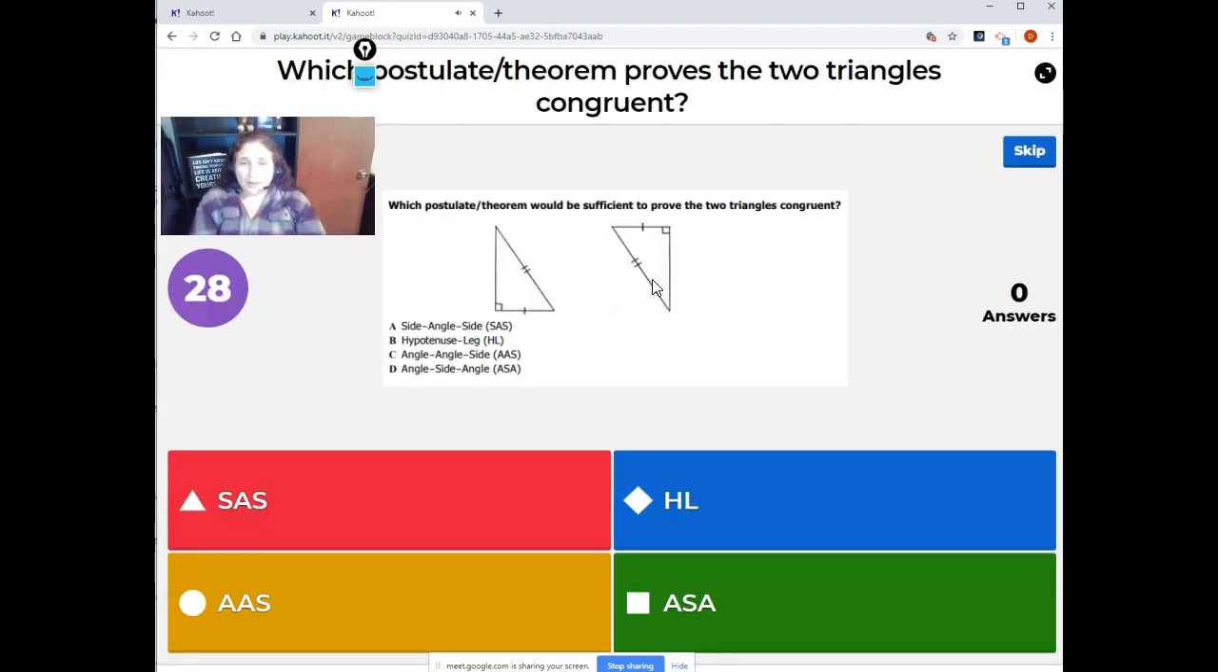Which postulate or theorem proves the two triangles are congruent? So look at the given information. What proves it congruent?